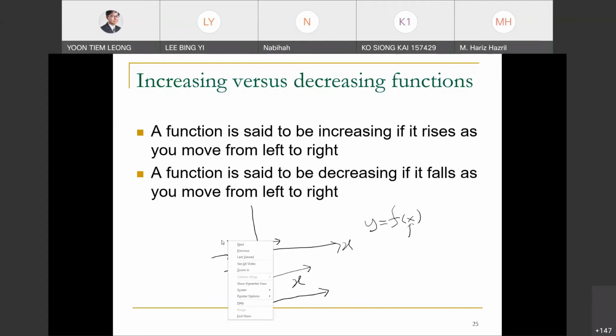If you change the values of x from a smaller number to a larger number, which is from left to right, and the function f increases, then you would say that the function is increasing, for some range of x. Now, if you have a function which goes down when x changes from left to right, then we say the function is decreasing.